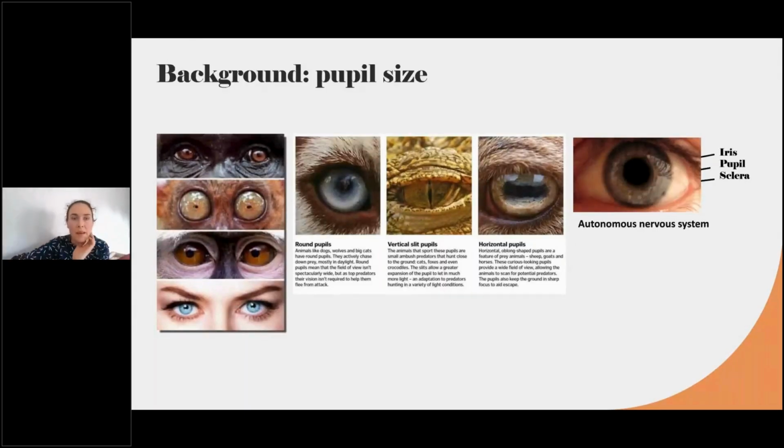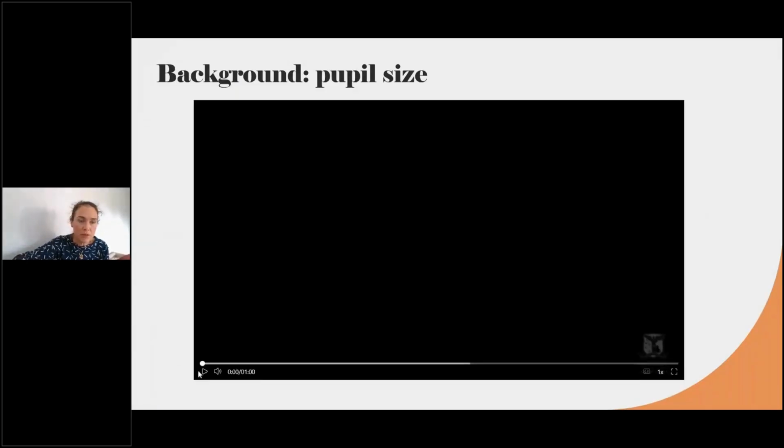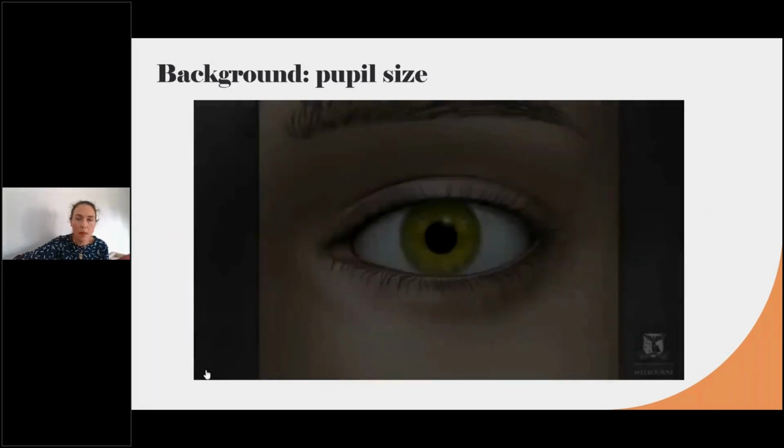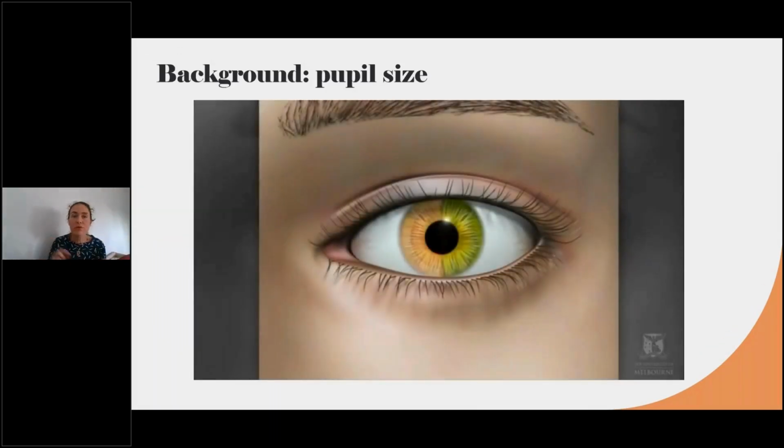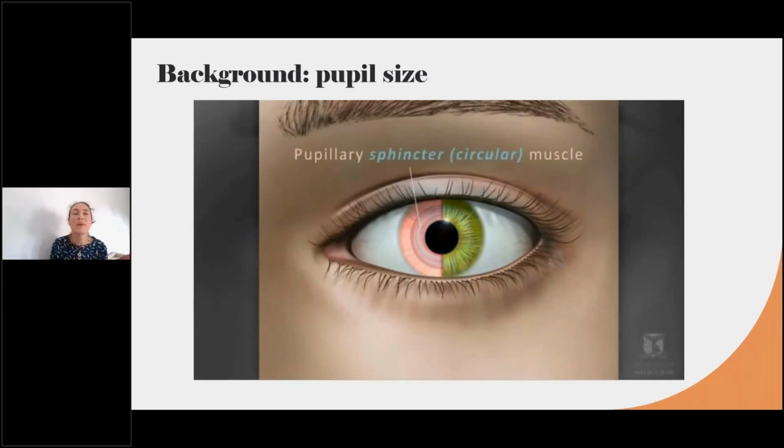I don't know why. So here you can see the different images of those different species. Here you have the crocodile living close to the ground, having the vertical slit pupils, here a goat with horizontal pupils, and us with the round pupils. Then here is this video showing how those two different muscles work together. Can you now see this video? Yes. Okay, great.